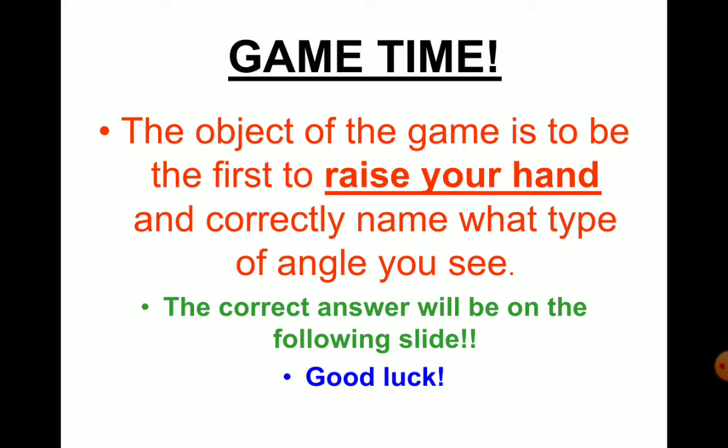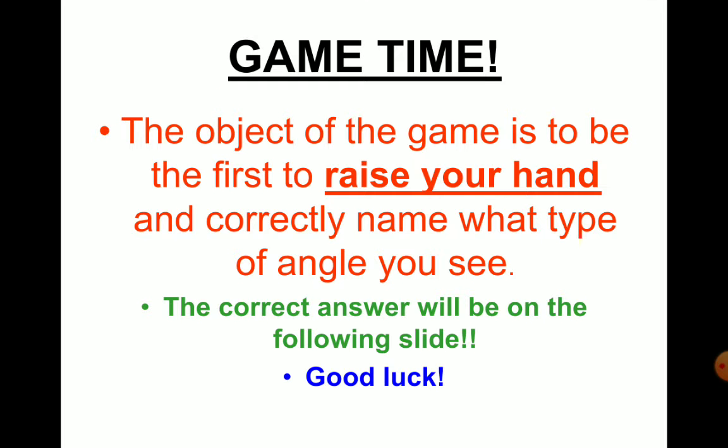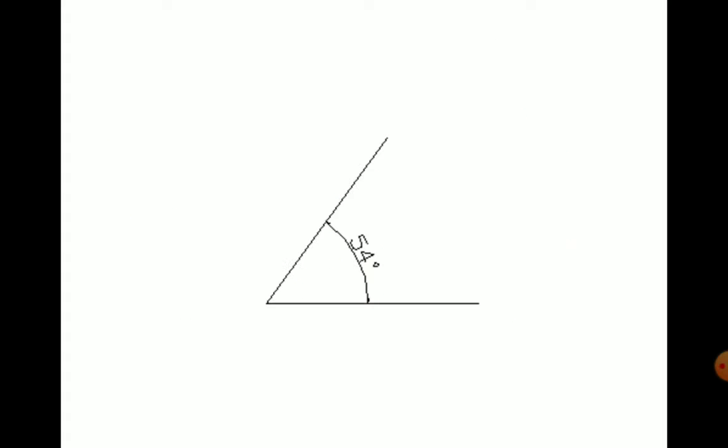Now this is game time. Of course we can't do this as it's not a live lesson, but just try to focus, okay? Now the object of the game is to first listen and correctly name what type of angle you see. So I'm just gonna count 5 and you make sure you know it. 1, 2, 3, 4, 5.